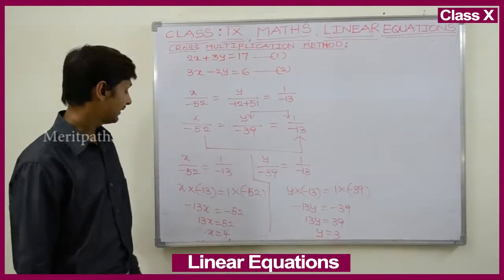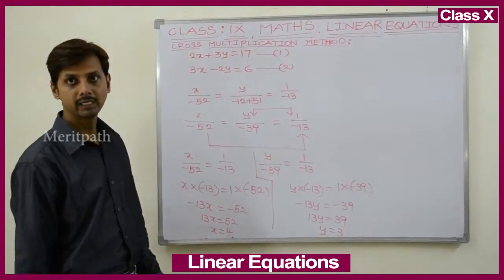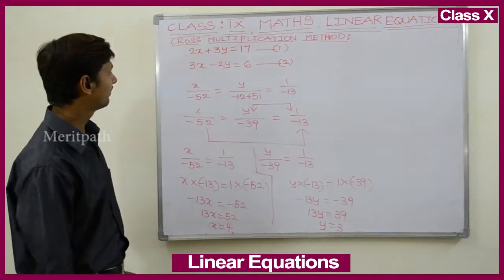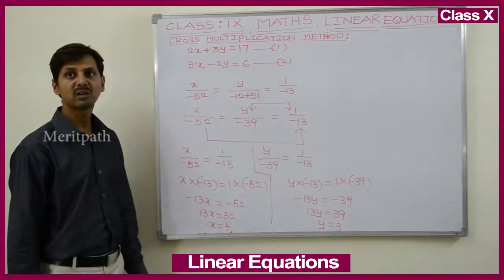So the value of x is 4 and the value of y is 3 after solving the two equations using the cross multiplication method.